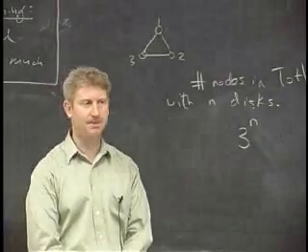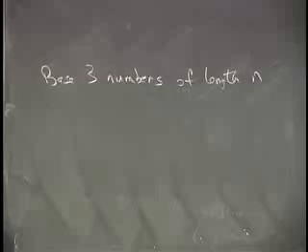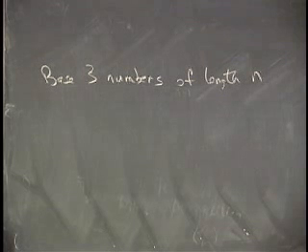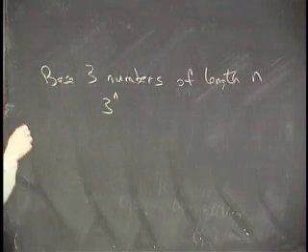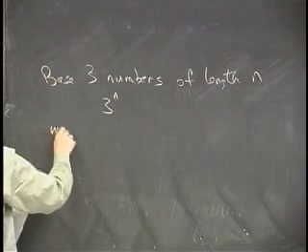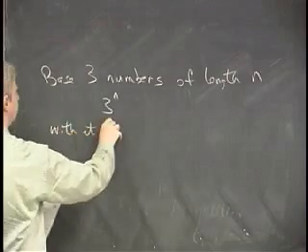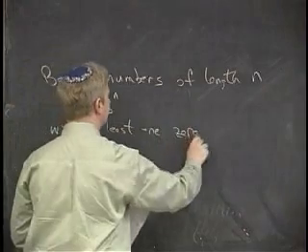Questions about this so far? All right, I want to do another problem. It'll get a little bit harder here. There's 3 base 3 numbers of length 1. How many base 3 numbers are there of length n? 3 to the n, same as before. Now I want base 3 numbers of length n. I'm going to add a condition. With at least 1 0.